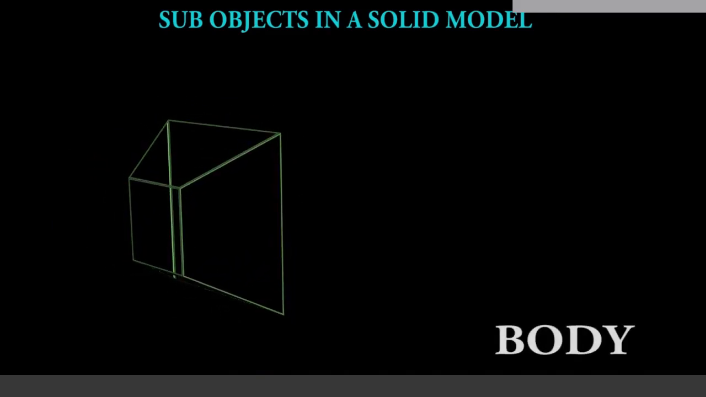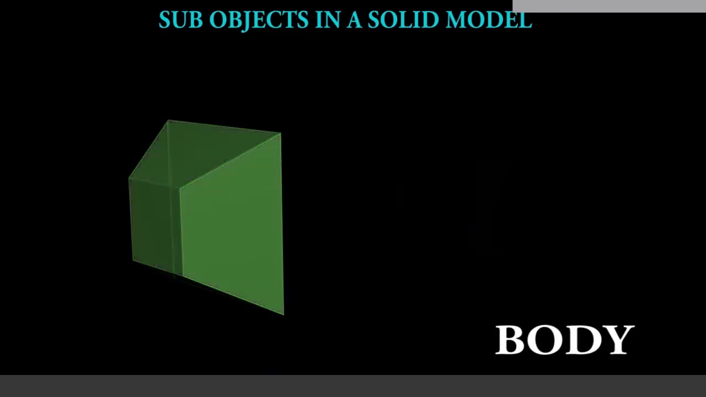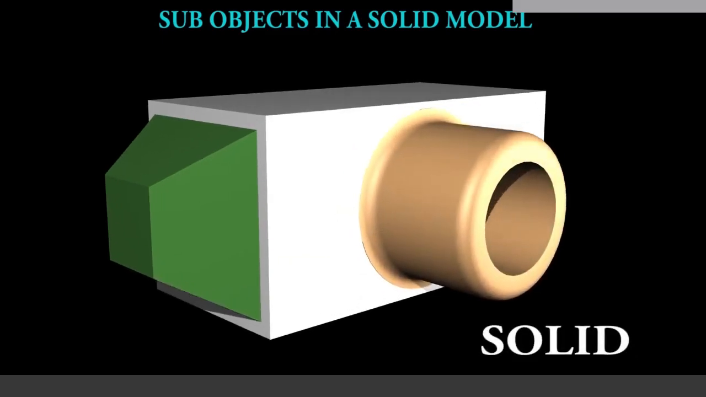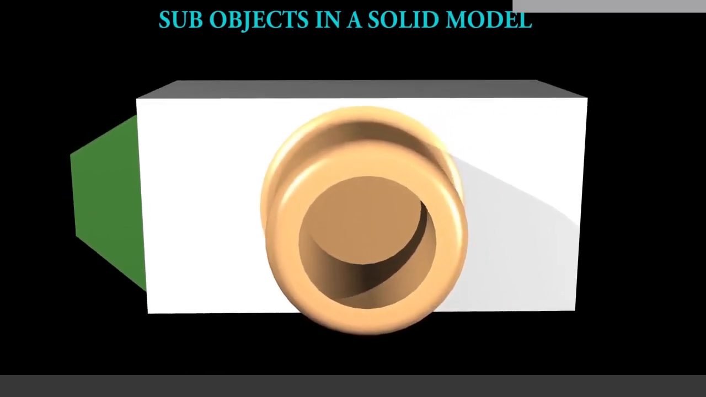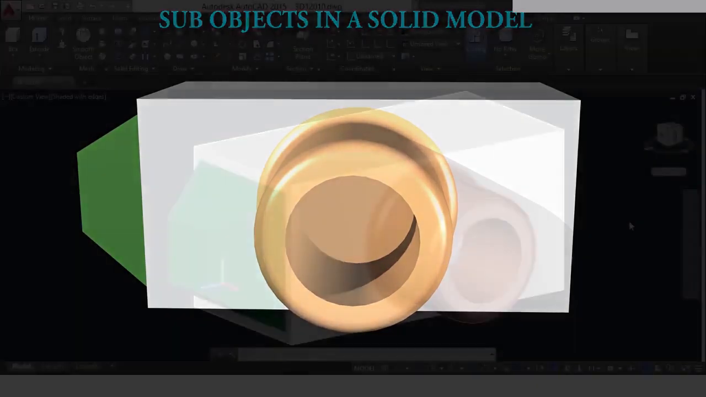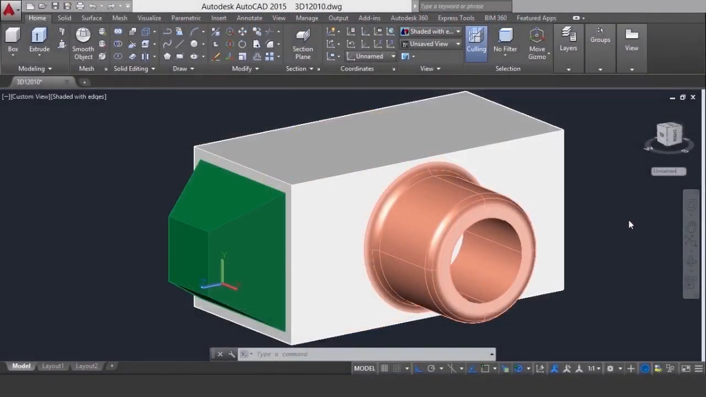Several such faces make a solid body. And several such bodies make an entire solid object. We can access and edit any of these subobjects to get desired results. So we have a lot of flexibility in editing a solid model. Let's come back to our 3D model and explore various solid editing operations in the Solid Editing panel.